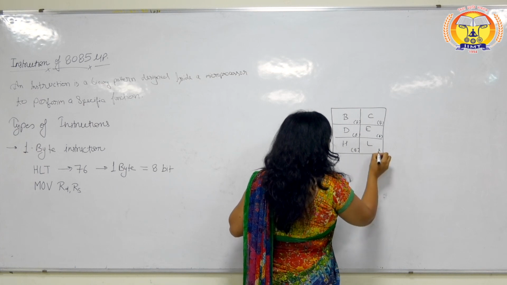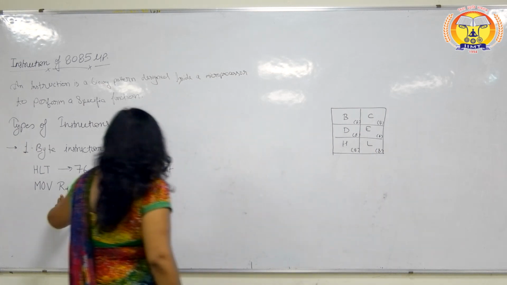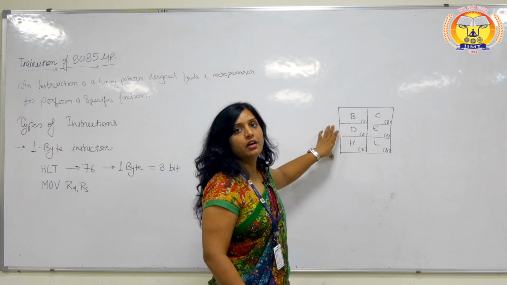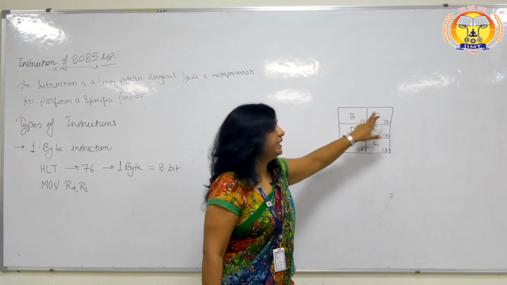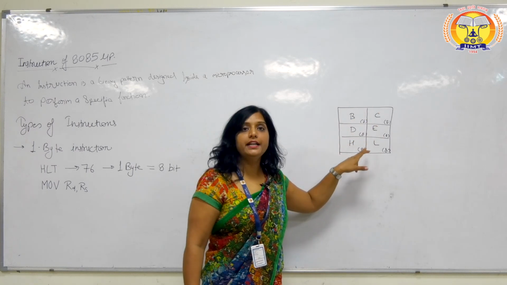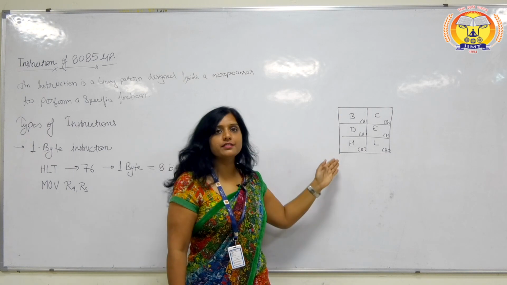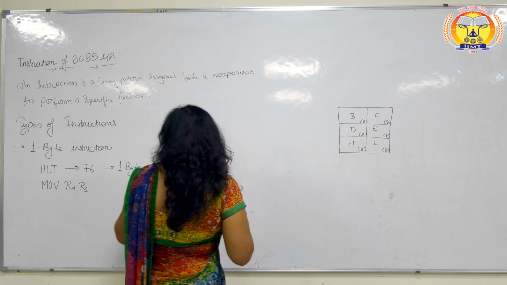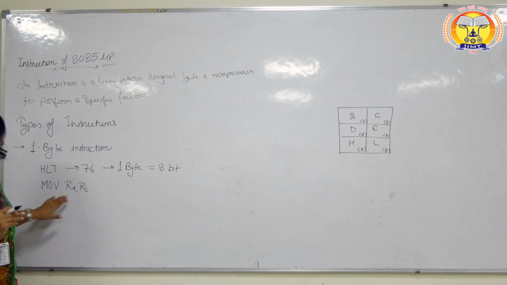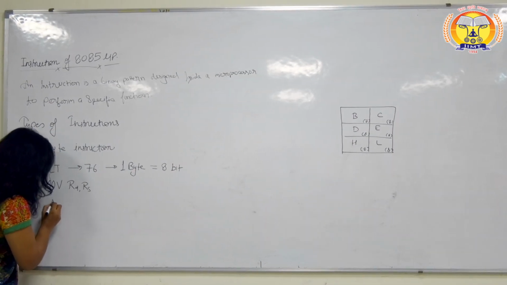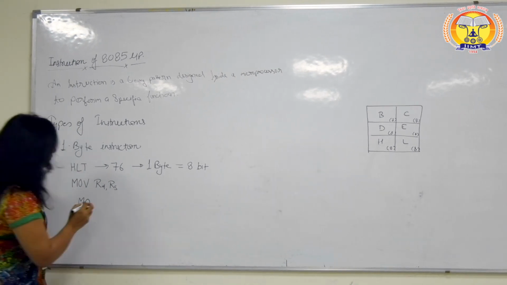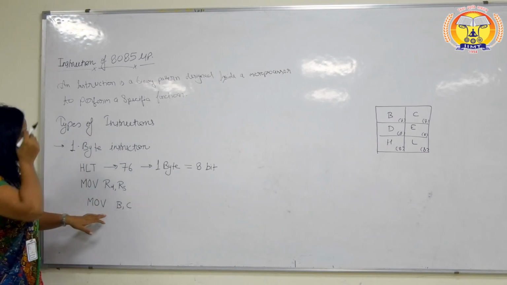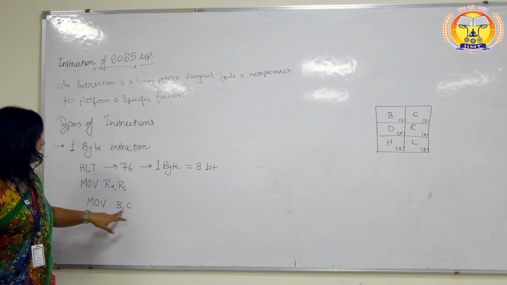Now, what is the meaning of this instruction? Rd, Rs may be any register. Rd may be register B, C, D, E, H and L. Rs may be any register from general purpose register. Now, how we use this instruction? MOV B, C.